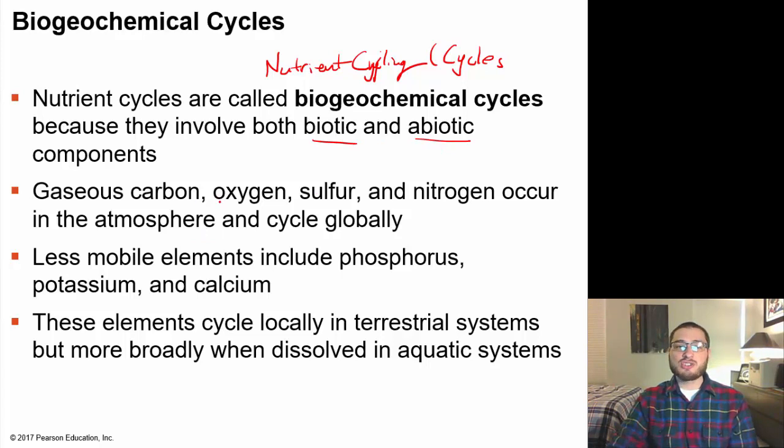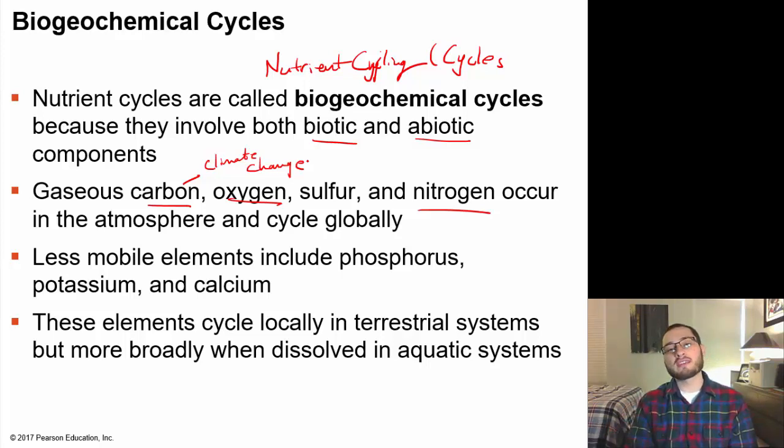And we look at gaseous elements such as carbon, oxygen, sulfur, and nitrogen. The big ones are carbon. When you think about carbon, well, why is that so big now? Well, we talk about climate change and how we are kind of throwing off that carbon cycle. We're increasing the amount of carbon in the atmosphere, and that is having a great effect on the greenhouse effect, which is increasing our temperatures, and that kind of throws off all the biomes because it's going to change precipitation and temperature.